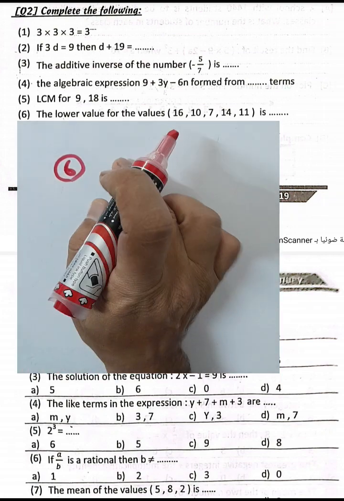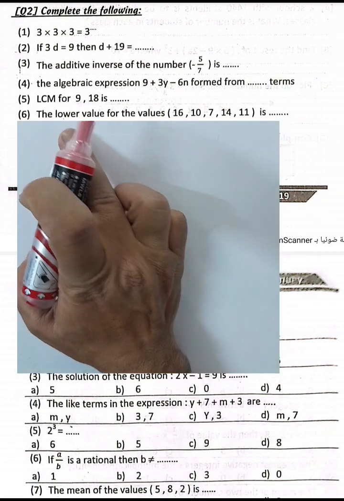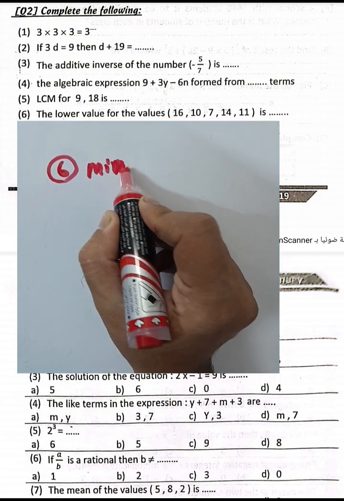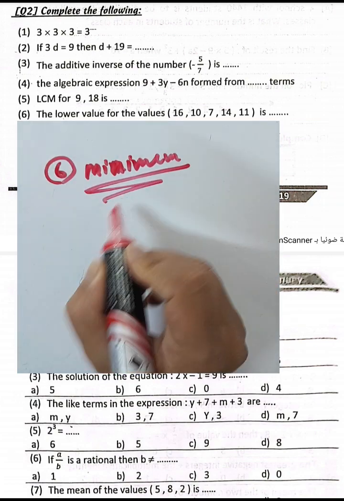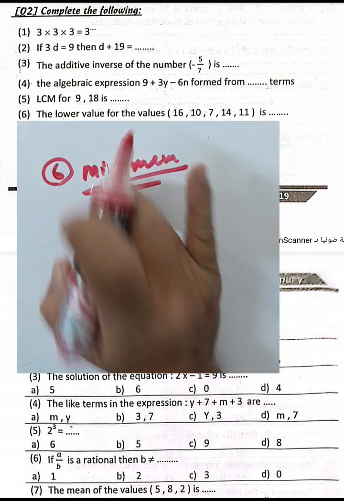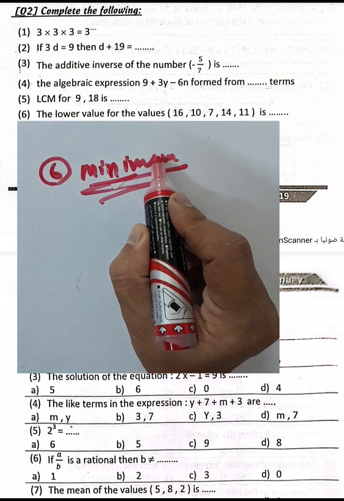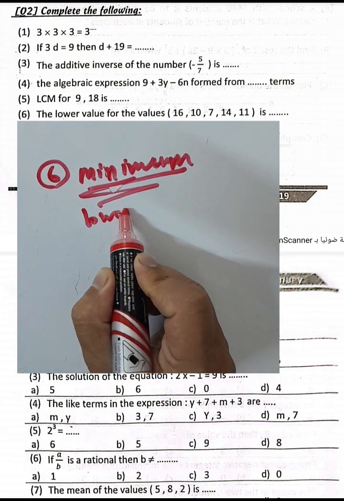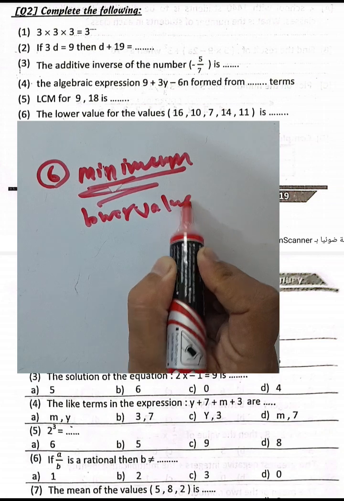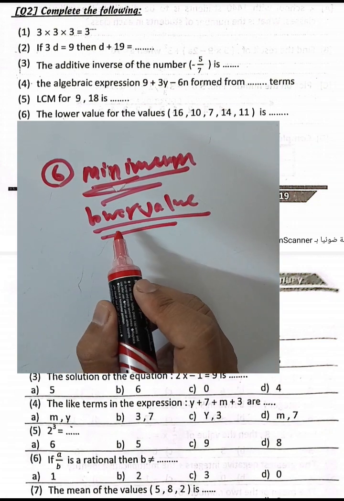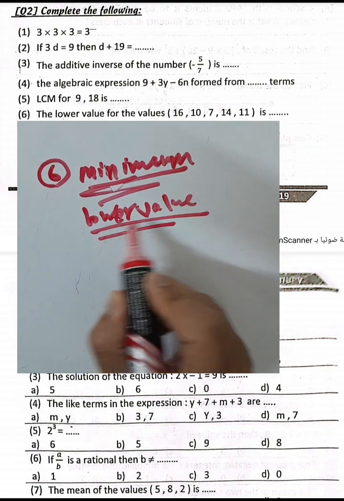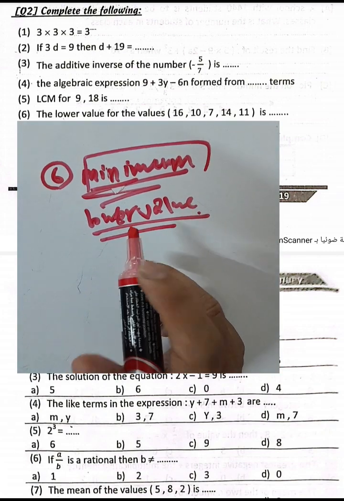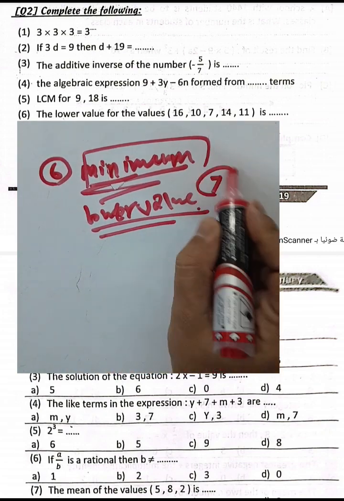But in this example, you want what? Lower value. Lower value means the minimum. We want to find here the minimum, okay? Then the minimum here, we call it what? Lower value. Pay attention to the words. Lower value means minimum. The minimum here will be 7. 7 is the minimum.